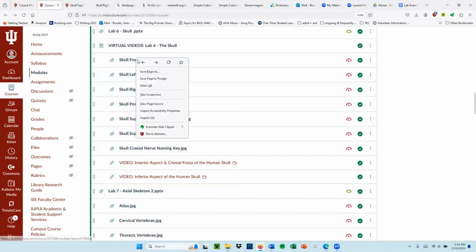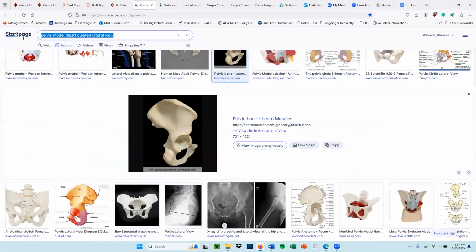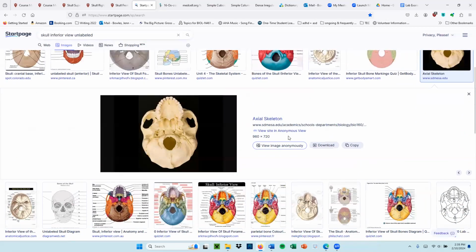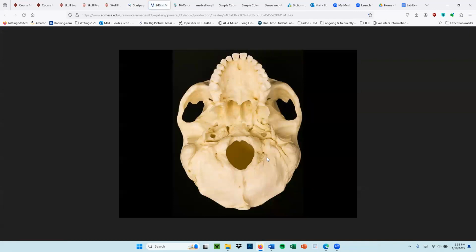I'll go ahead and pull up some of these and then we'll just search up an inferior view of the skull. Nice part is there's a wealth of resources if you just go to Google Images and search up a specific view of a specific region. So we're going to look up skull inferior view, unlabeled. And we want a real one for today. See if this guy works for us. Yep, this will do.